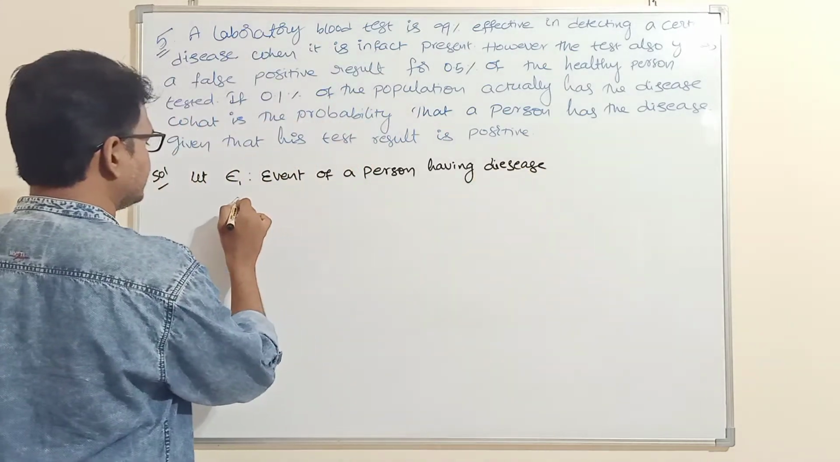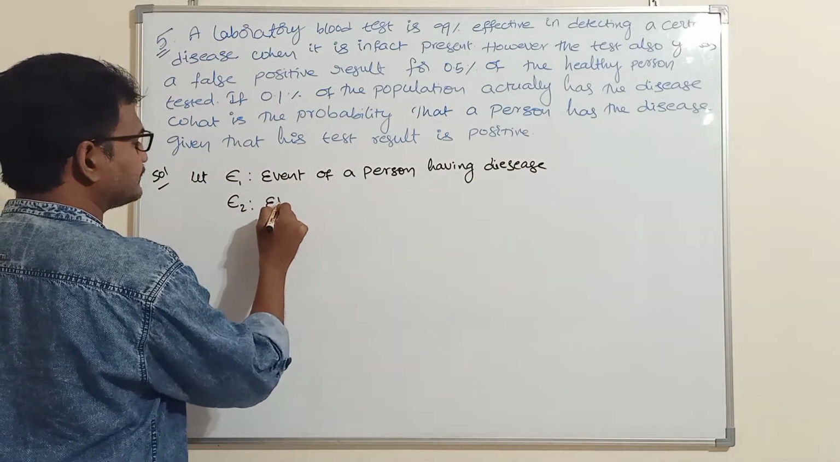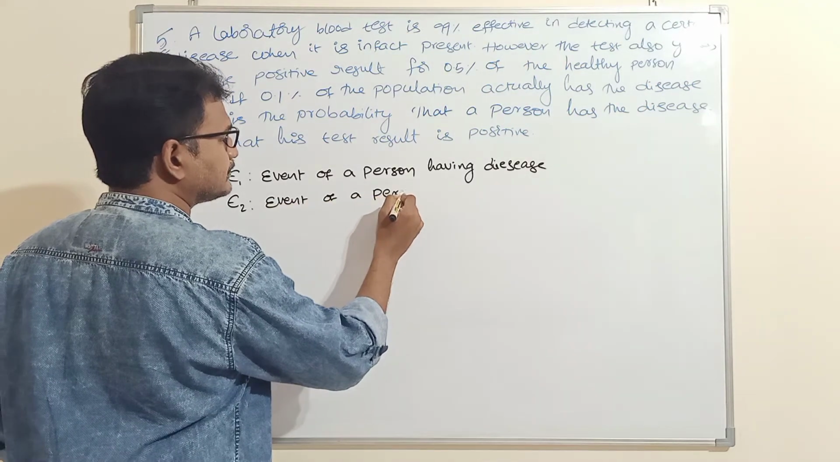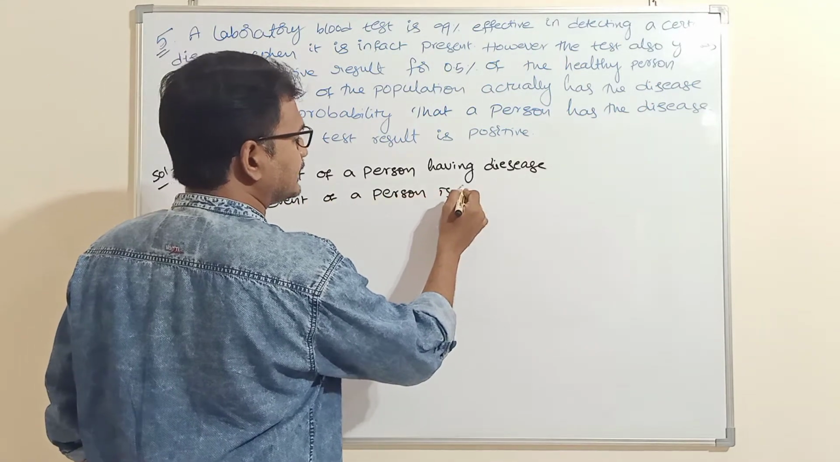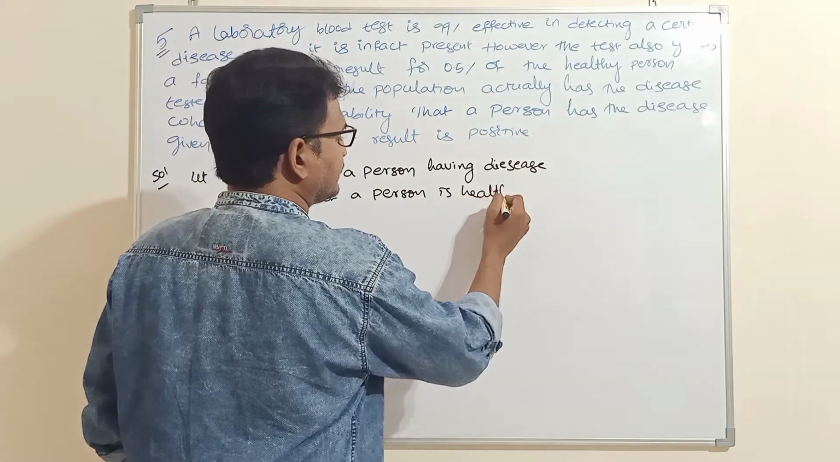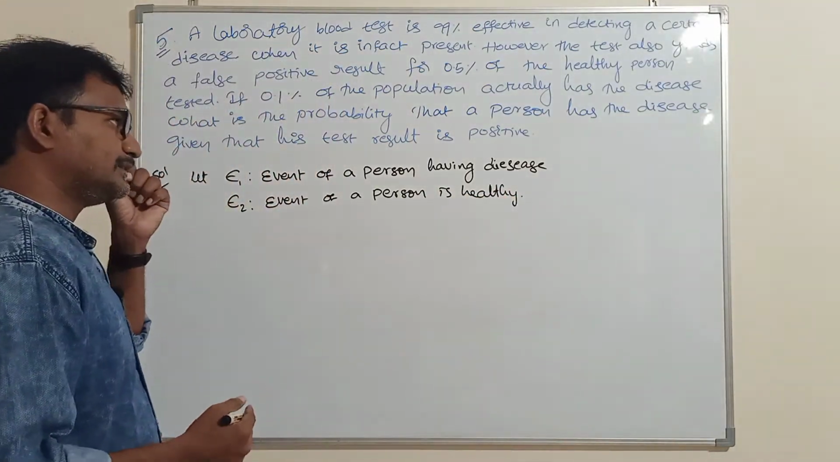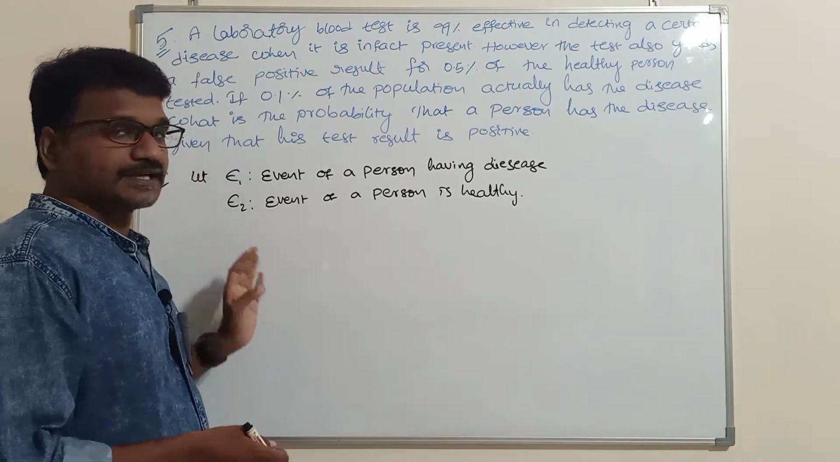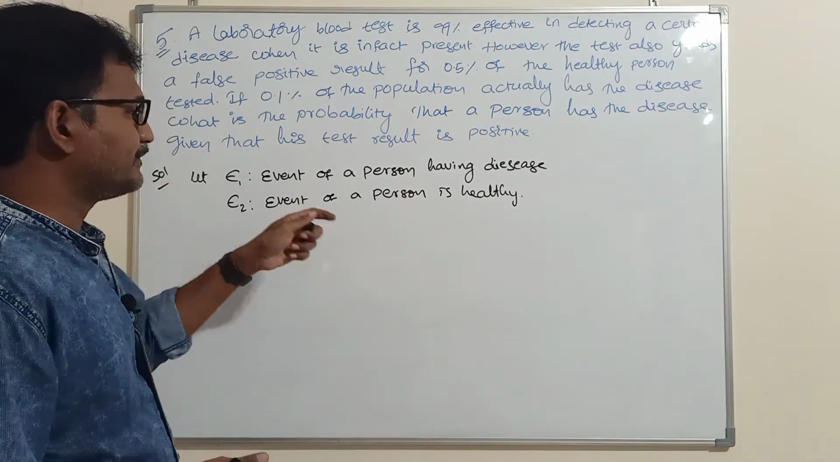Second, E2 is the event of a person is healthy. Event of a person is healthy. So in total population there are two types of persons. One is healthy person, second one is people having disease.